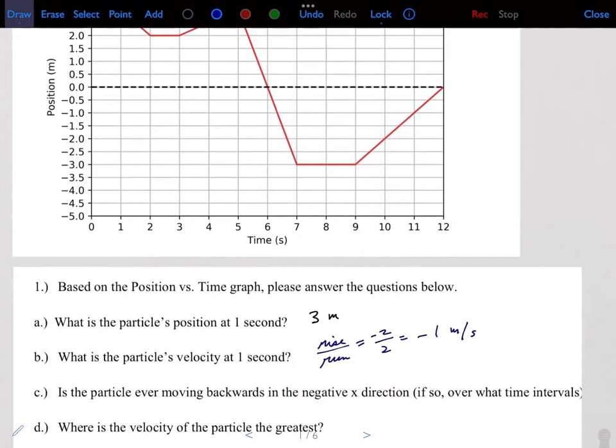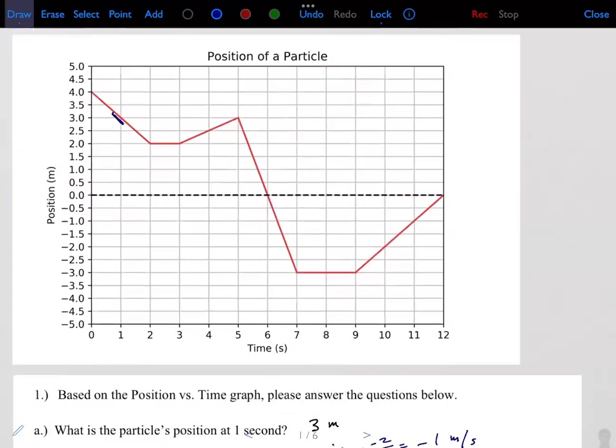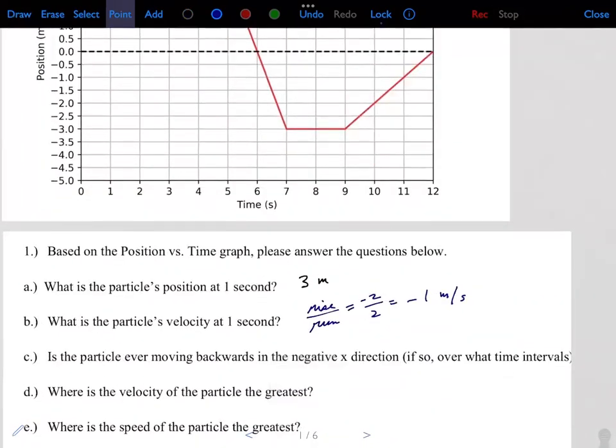Is the particle ever moving backwards in a negative x direction? If so, over what time intervals? Okay, so what tells us whether it's moving forward or backwards? Well, that's the velocity. And remember, the slope of the position versus time graph is the velocity. So where the slope is negative, so from 0 to 2, I guess from 5 to 7, and that's it, right? From 0 to 2 and 5 to 7, that's where the object is moving in a negative x direction. It's moving backwards. So I'll write here 0 to 2 seconds, and then 5 to 7 seconds.